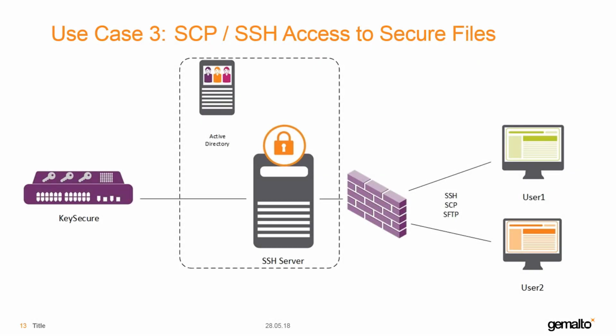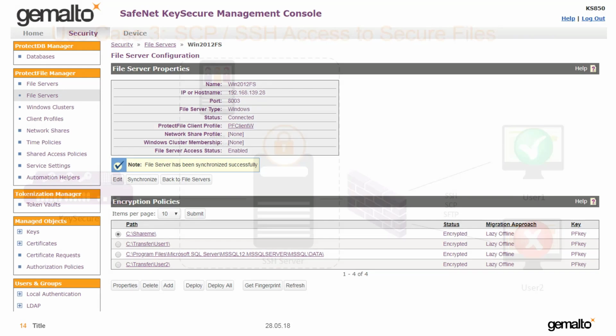Our third and final use case will show how easy it is to integrate encryption and access control into your remote access systems. In this use case, we're using an SSH server to demonstrate. Once again, user 1 will be granted access, and user 2 will not. I'm using the same server, but a third encryption policy and file system path. Transfer user 1.